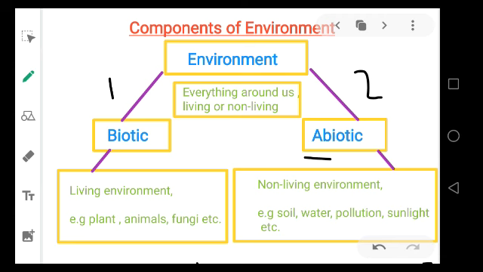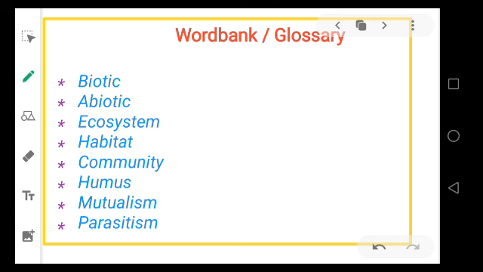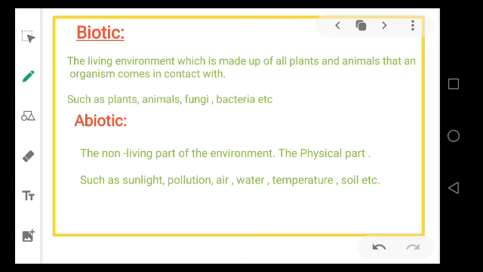Okay. Now we're going to discuss the word bank given at the end of your book. You have to learn all these. We're going to discuss it over here, but you also have to learn all of this word bank glossary. Now, what is biotic? The living environment which is made up of all plants and animals that an organism comes in contact with, okay? So everything we face and come in contact with, such as plants, animals, fungi, and bacteria, as I have shown you in previous slides, okay?